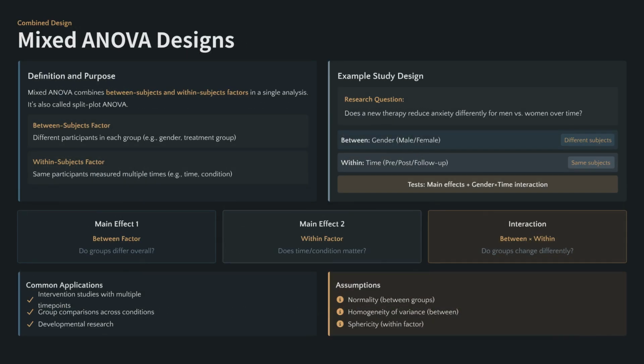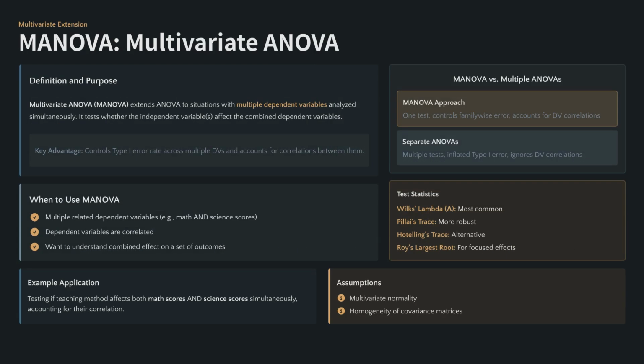One-way ANOVA compares means across groups defined by one independent variable with multiple levels. Use it when you have one categorical factor with 3 or more levels and a continuous dependent variable. Examples include comparing test scores across 3 teaching methods or measuring job satisfaction across different departments.